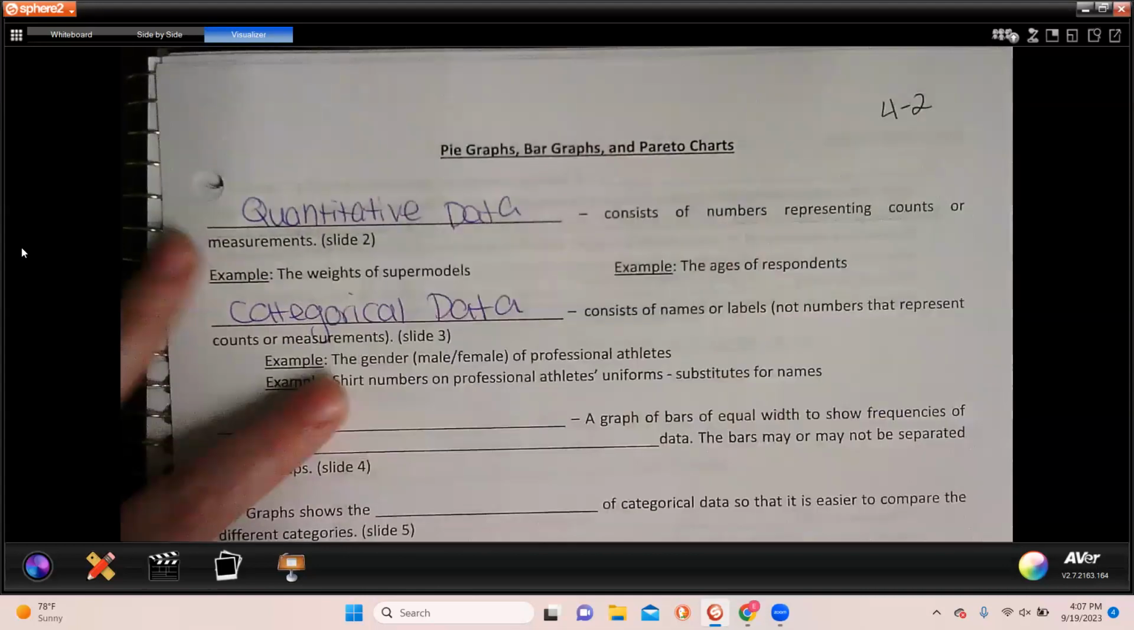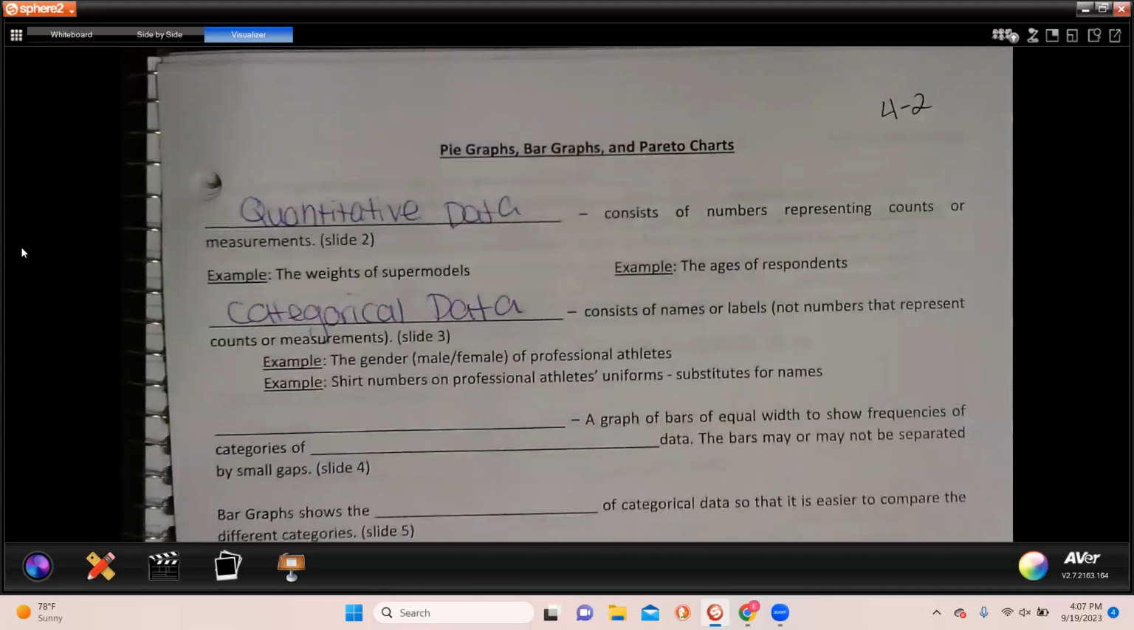Okay, so as an extension of the previous module section, subsection, however you want to call it, quantitative data and categorical data do not go away. So we're going to continue under this vein. Quantitative data, remember, consists of numbers representing counts or measurements. Categorical data consists of names or labels.